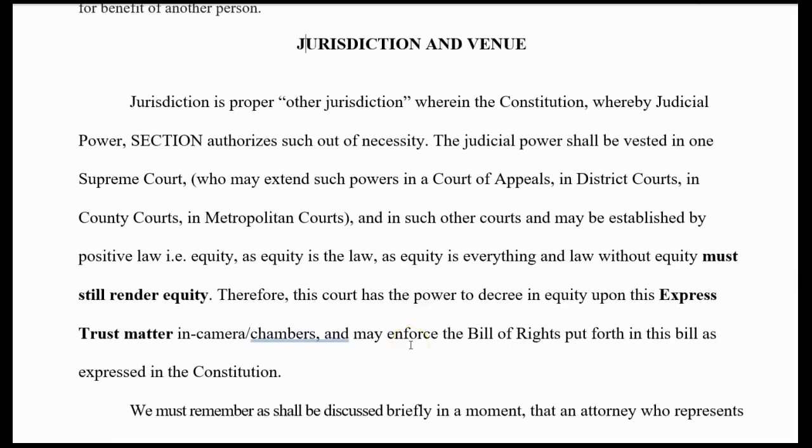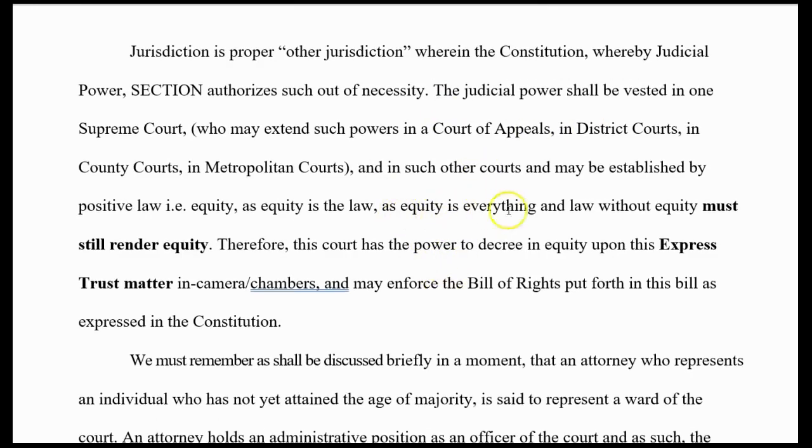So, jurisdiction and venue, the jurisdiction of proper other jurisdiction wherein the Constitution, whereby judicial power section authorizes such out of necessity. The judicial power shall be vested in one Supreme Court. And of course, that's all the courts together. And then these courts, as equity is everything and law is without equity, they must still render equity. There's plenty of evidence to support this.